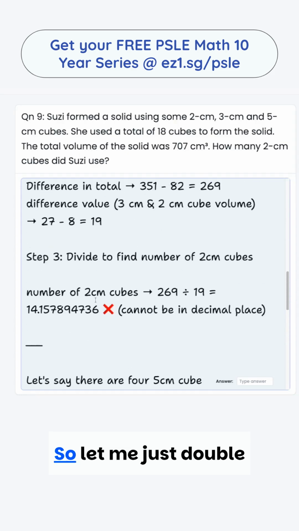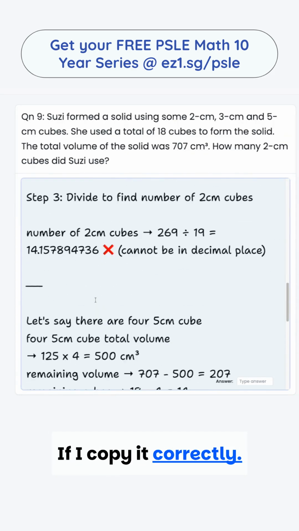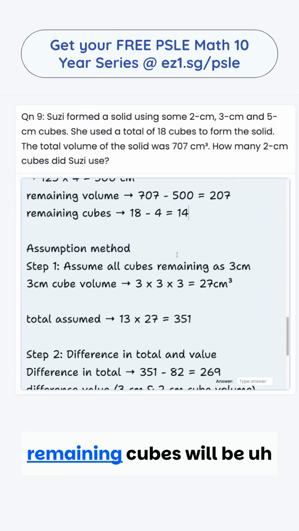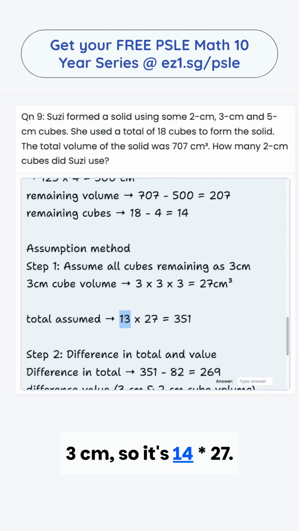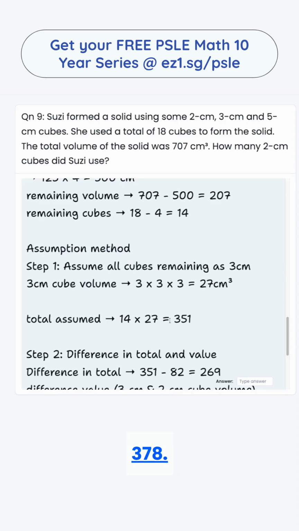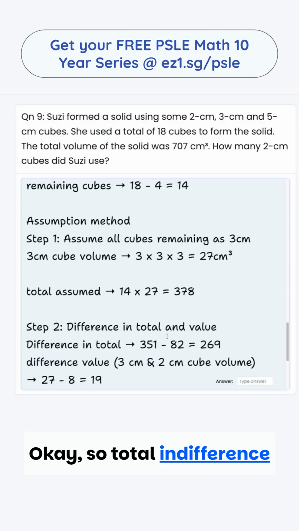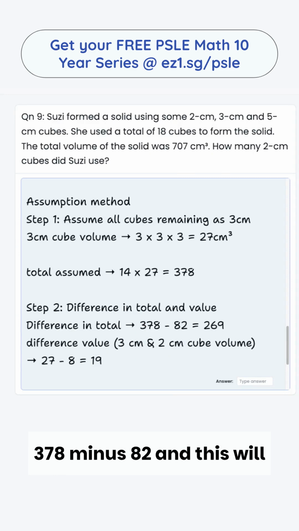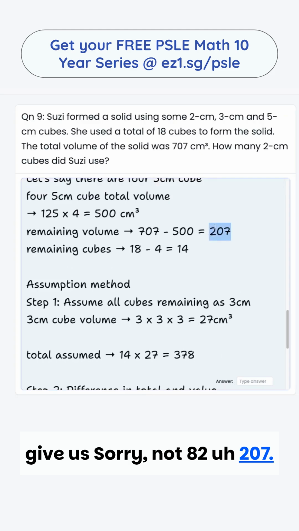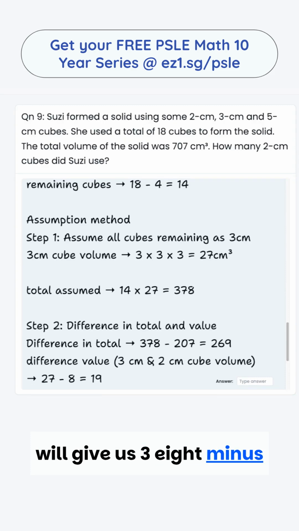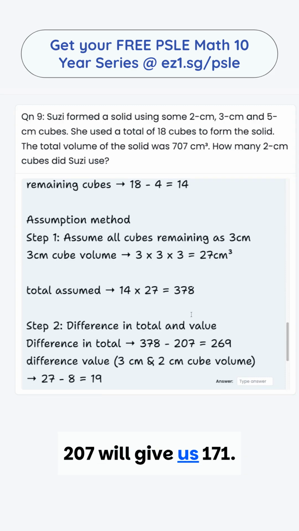Let me just double check that I copied correctly. Then we have the assumption method. We assume the remaining cubes are 3 cm cubes, so it's 14 times 27, which gives us 378. So the difference in total will be 378 minus, sorry, not 82, 207. 378 minus 207 gives us 171.